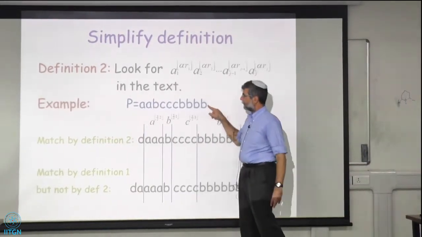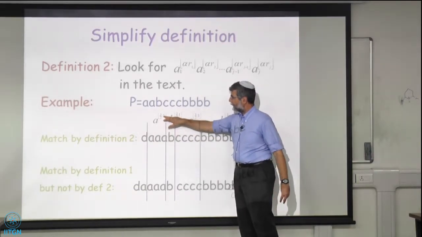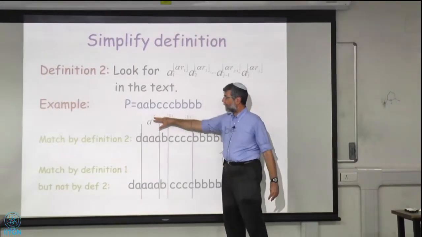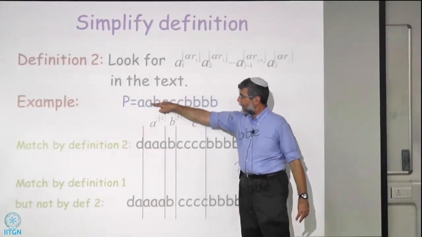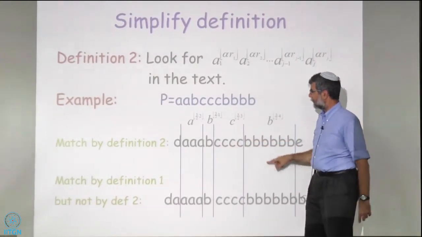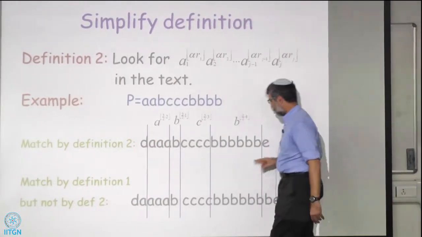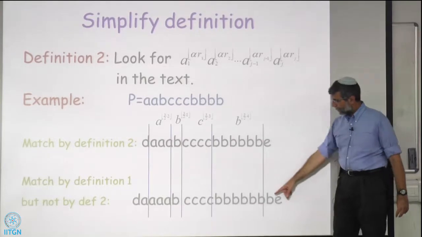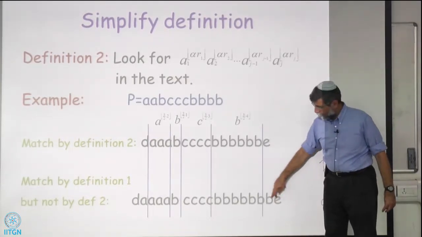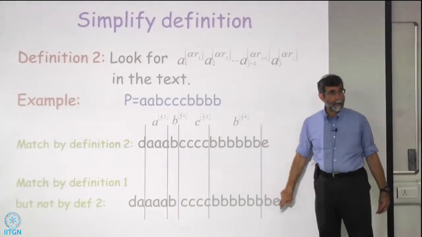So if this is our pattern, AAB, CCC, BBB, and 1.5, or 3 over 2, is my alpha, then 1.5 times 2 is 3, 1.5 times 1 is 1, 1.5 times 3 here is 4 C's, etc. So this is what we get. And according to definition 2, if this was a D and this was an E, then I have a match. According to definition 1, I have a match here also, but not definition 2. Because definition 2 would not see here 1.5 times 3, because it's more than that. It's not the floor of that.